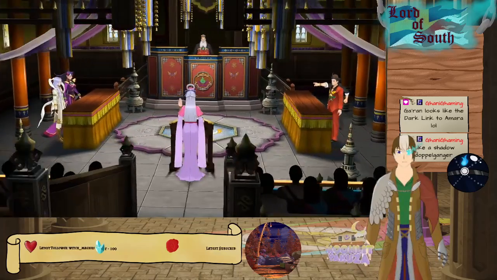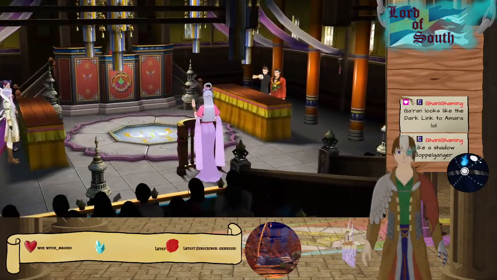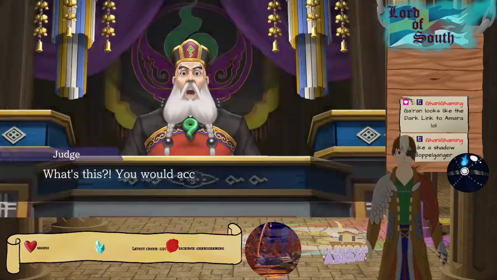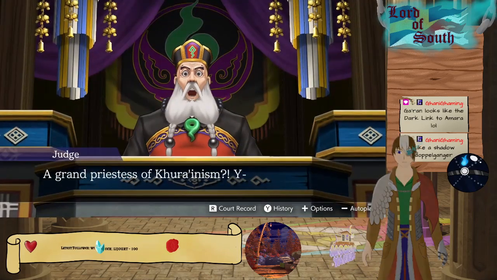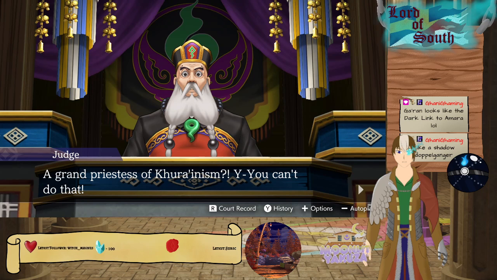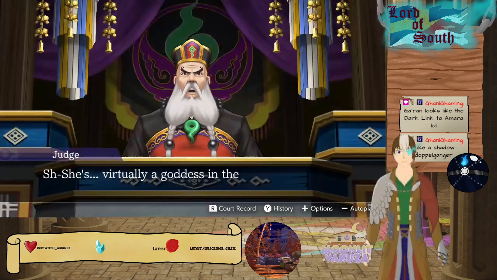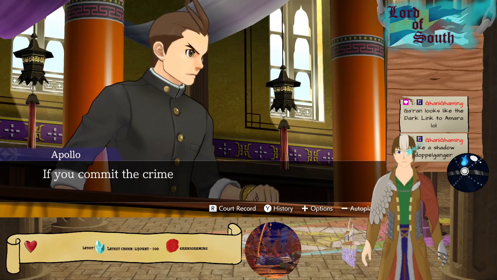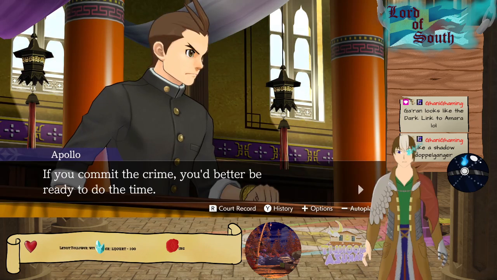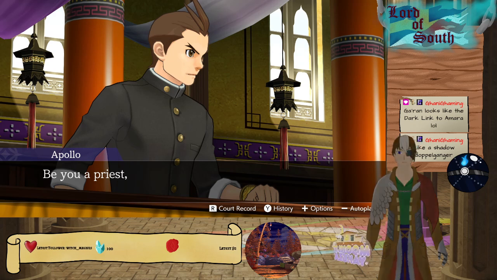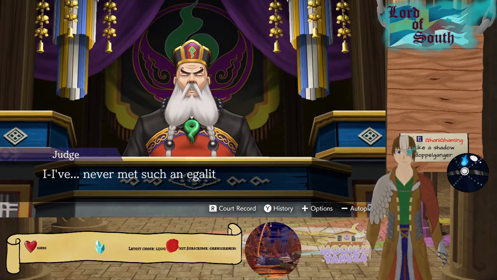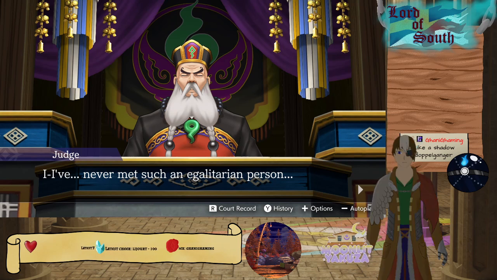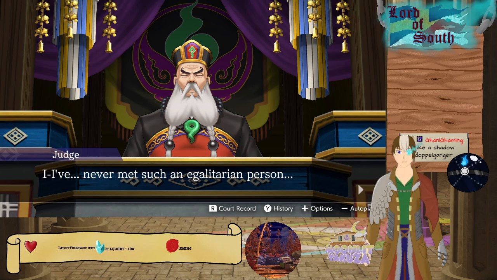Yes, because you are actually the queen now, we know that. You are fitting into the picture. What's this? You would accuse Queen Amara of a homicide? Grand Priestess of Kurain, you can't do that! She's virtually a goddess in the eyes of their people. But that would help. If you commit a crime, you better be ready to do the time. Be a priest, saint, queen or God. Oh, I've never met such an egalitarian person.